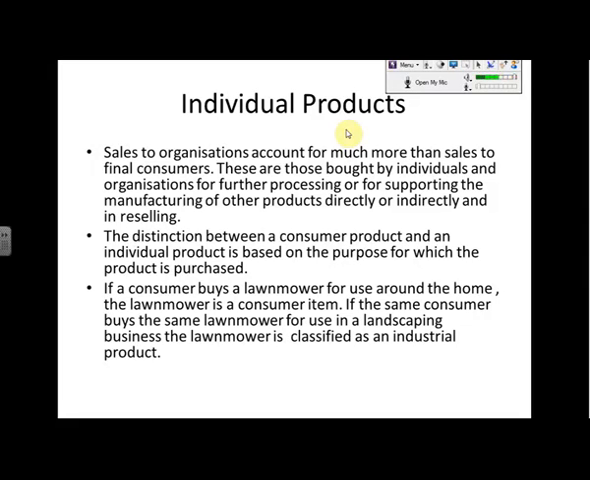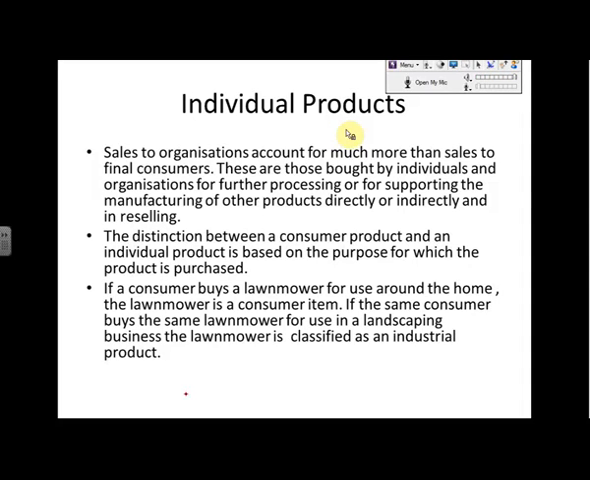So the same product can be sold to an individual and it becomes a what? A consumer product. And then the same product can be sold to a business and it is going to be used for the purposes of the business. It becomes a what? An industrial product.